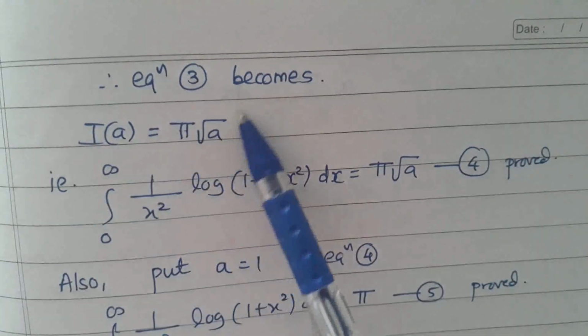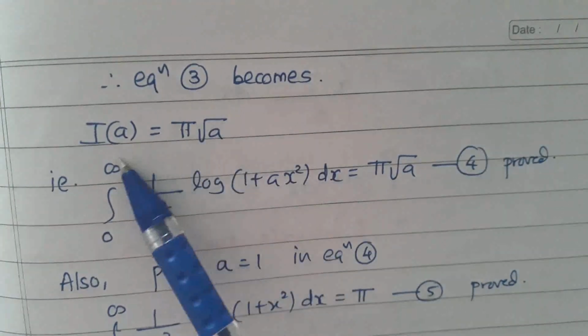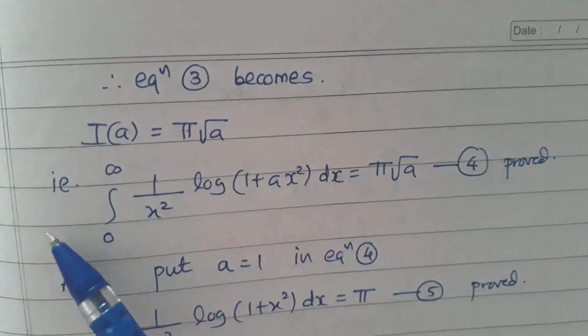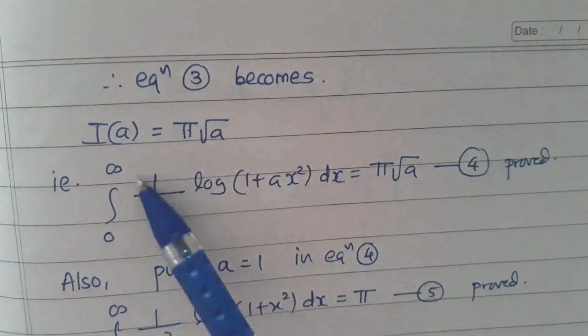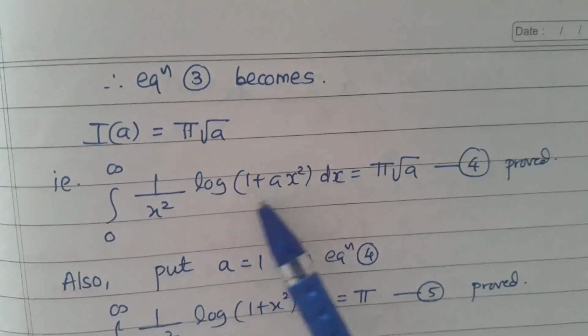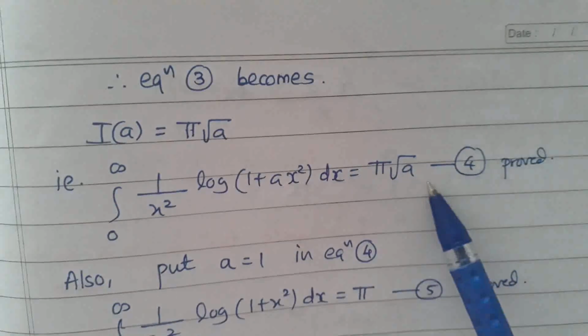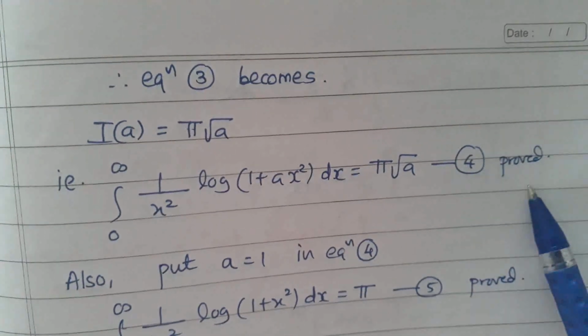Use this value of c in equation number 3. So equation number 3 becomes I of a is equal to pi root a. That means I of a, the integral from 0 to infinity of 1 upon x square log of 1 plus ax square dx, has the value pi root a using DUIS rule 1.